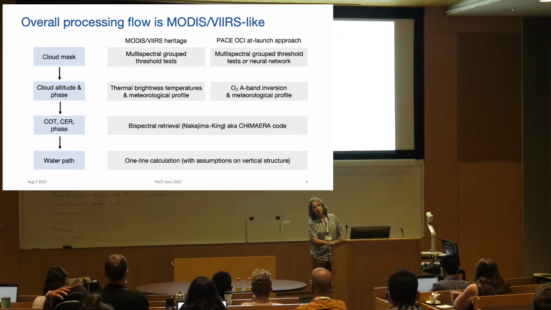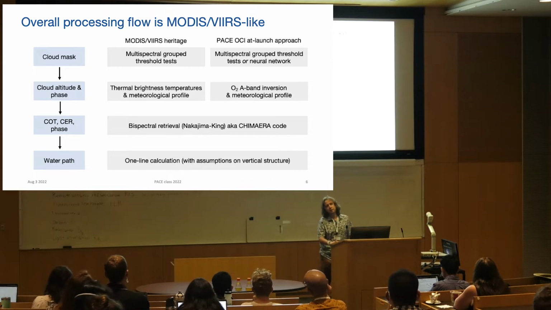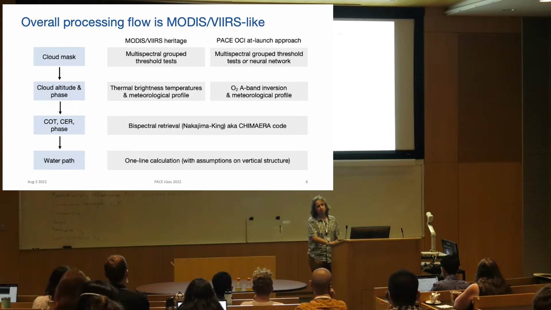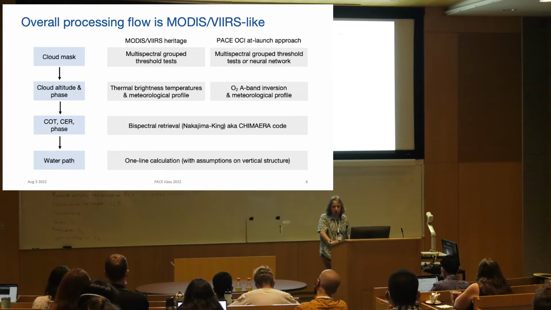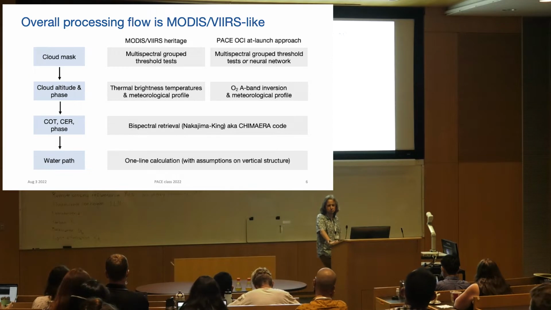So in MODIS and VIIRS, the cloud mask is basically a set of multispectral threshold tests. For OCI, we've tried that approach. And we're also currently working on a neural network approach to do the same thing, which I won't talk about.